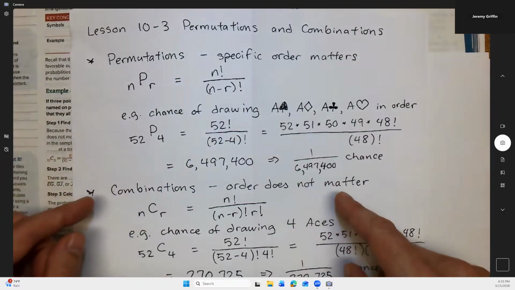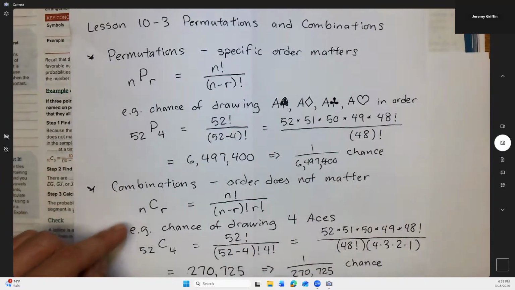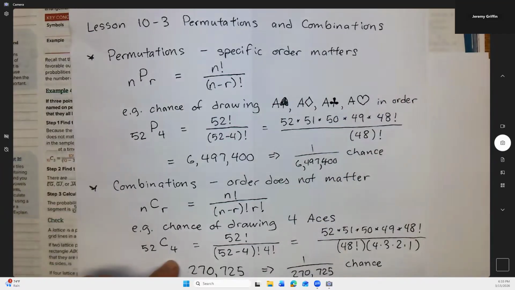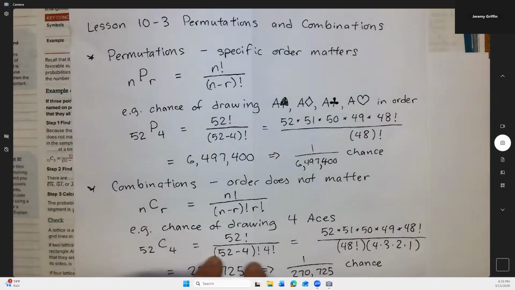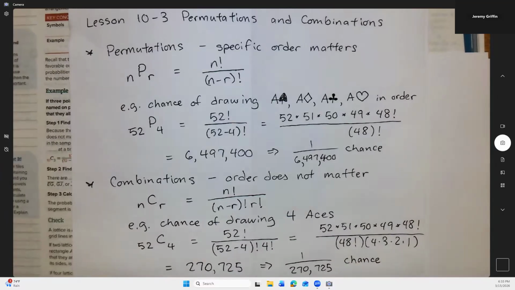Now, if you don't care about the order, that's a combinations question. So, which is more likely to happen probabilistically? Like, I want to draw 4 aces, but I don't care about the order. You can do 52 choose 4. And then here's what it's doing behind the scenes. You can punch that in the calculator. It's more likely to happen. Okay, so there's permutations and combinations.